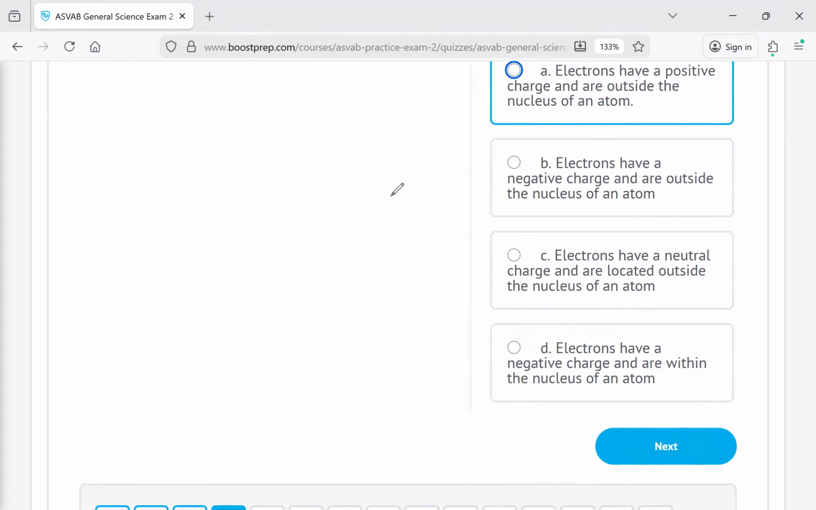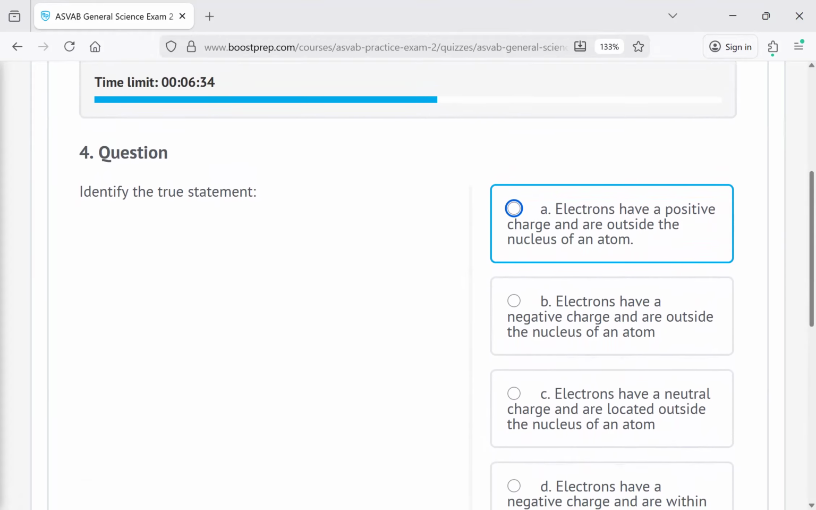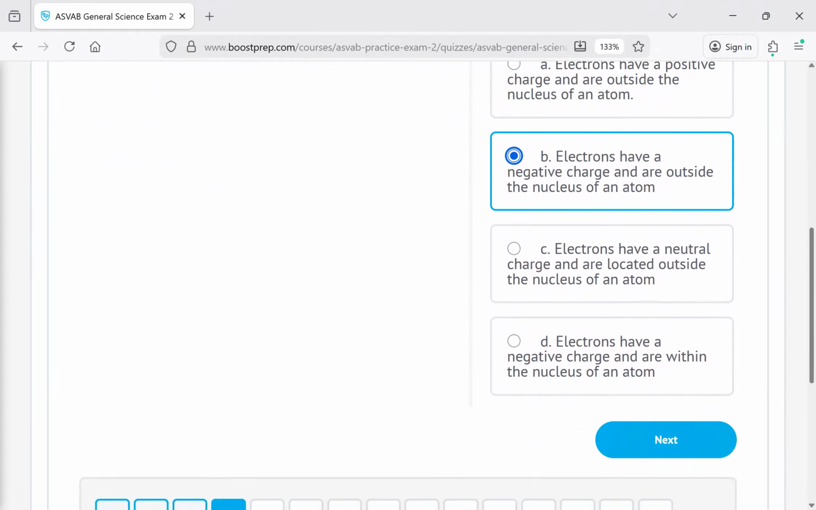So the correct answer is B. Electrons have a negative charge and are outside the nucleus of an atom. So yeah, identify the true statement. It's B. Electrons have a negative charge and are outside the nucleus of an atom.